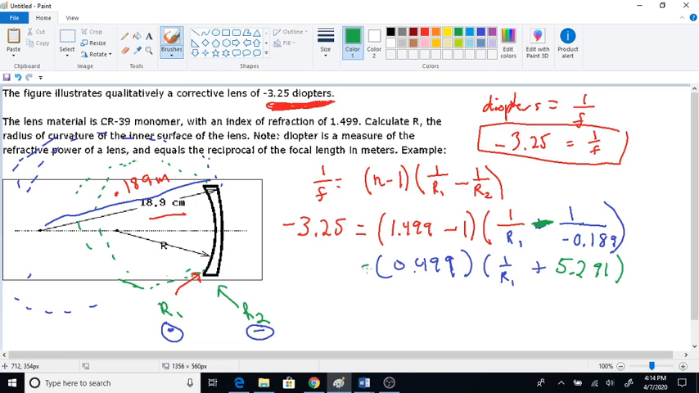And then this equals negative 3.25. Now I would divide this over here, and you end up with negative 6.513. Then you have 1 over R1 plus 5.291. Now you subtract this over here: negative 11.8 equals 1 over R1, and then you just take a reciprocal. So 1 over negative 11.8 gives you an R1 value equal to negative 0.0847 meters.